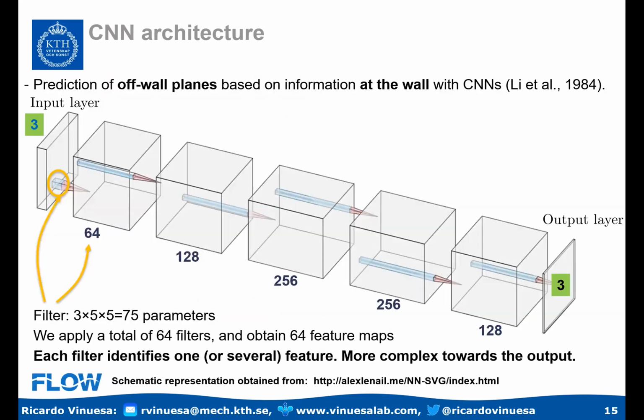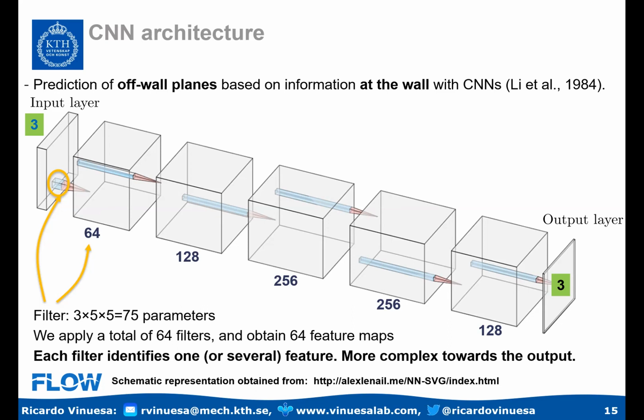So this is one of the architectures that we look at. This is a convolutional neural network with 6 hidden layers. We have 3 inputs, which is the information at the wall, and 3 outputs, which are the velocity fluctuations above the wall. These numbers indicate the number of filters that we have in each of the hidden layers. And it turns out that even deeper networks are actually better for predictions. I will get to that in a second, but even this architecture gives us very, very nice results.